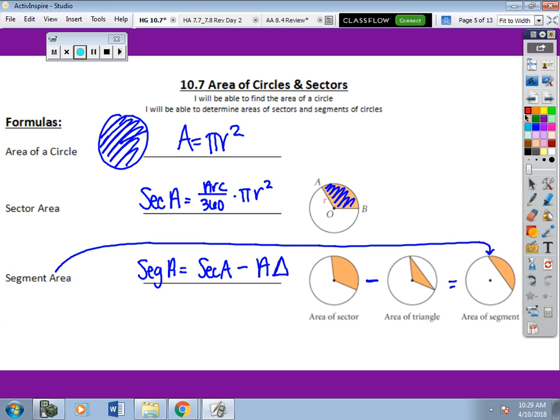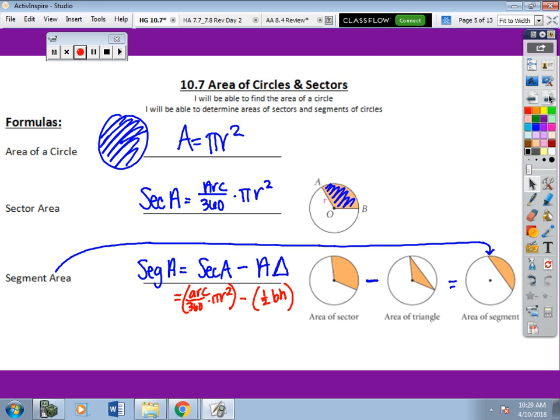Now, if you want a more specific formula for this, this is the one I suggest memorizing. You could actually take and plug in that sector area is arc divided by 360 times pi r squared. That was what we learned right above. What's the area of a triangle? 1/2, they say. So what can make these a little bit hard is that sometimes you don't know the base and the height. So you might have to use trig or special right triangles to find it.